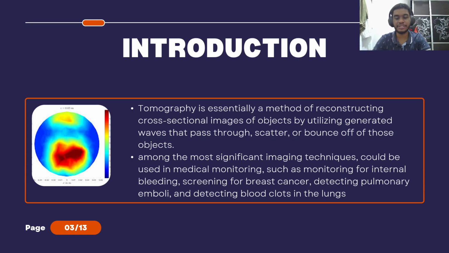And in the introduction, we have the definition of tomography, which is a technique of reconstructing cross-sectional images of objects by using waves that pass through, bounce back, or scatter from the object. Among the most significant things about this technique is that it can be used in medical monitoring, such as monitoring for internal bleeding, screening for breast cancer, like the mammogram, detecting pulmonary emboli, and detecting blood clotting in the lungs.